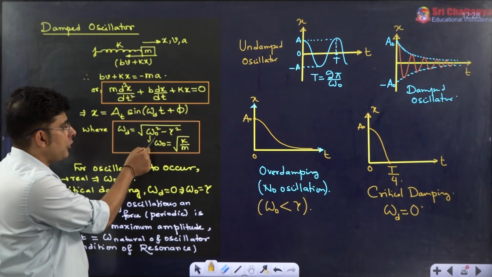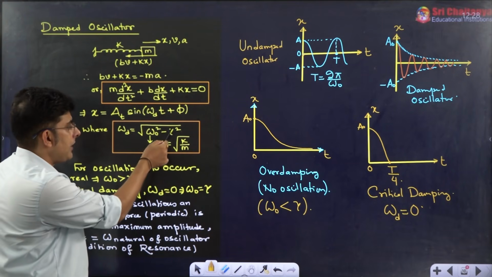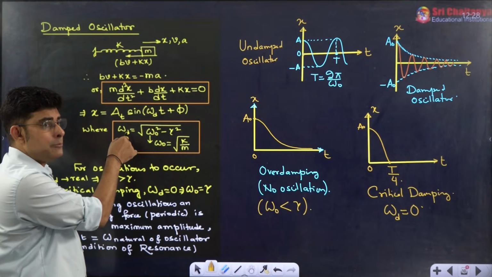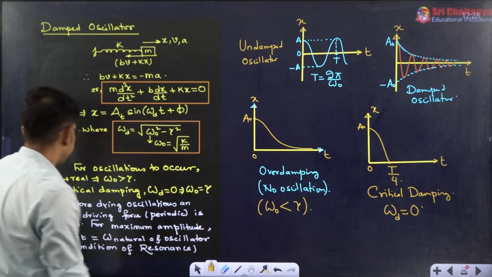So omega_d is under root of omega naught square minus gamma square. Gamma I told you is b by 2m, so omega naught square minus gamma square under root will be the damped oscillator frequency, where omega naught is what? Root k by m. Okay.